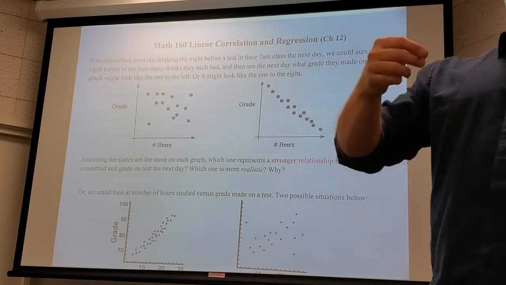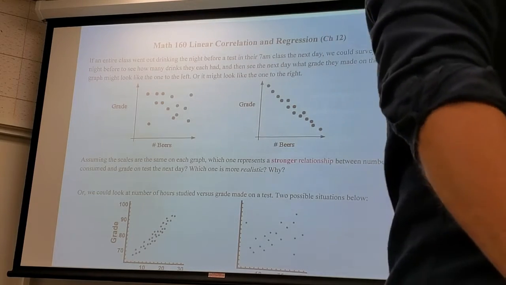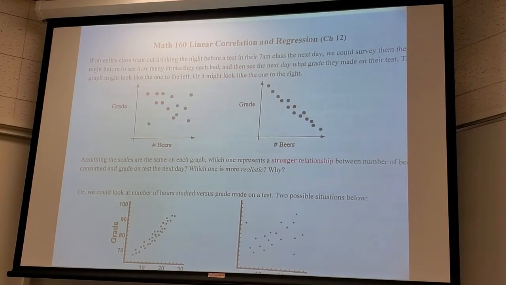What number do you think it should get if it's got no strength? If there's that like this. What number should this get that represents strength? 0, of course, and thank God it does. Okay, so we're going to talk about the number that represents how strong the correlation is, and the equation that represents the trend that we see.